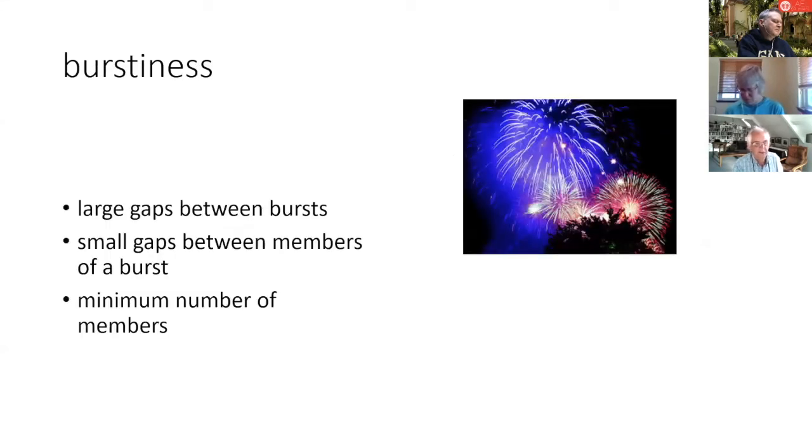I decided that the best way of working would be to think of it like this. There are large gaps between bursts. The whole idea of a burst is that there've got to be gaps between them. And then when you get a burst, there are going to be necessarily small gaps in the following sequence, and there will have to be a certain minimum number of members of a burst. In other words, you can't just have one hit with a great big gap on either side. It's got to be several together. And so those seem to me to be the criteria.